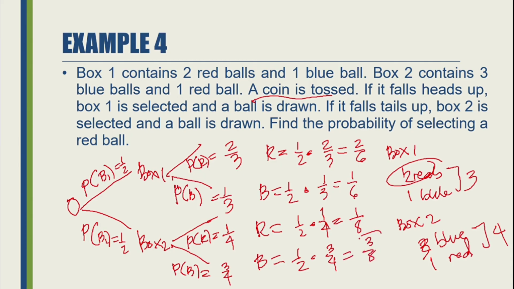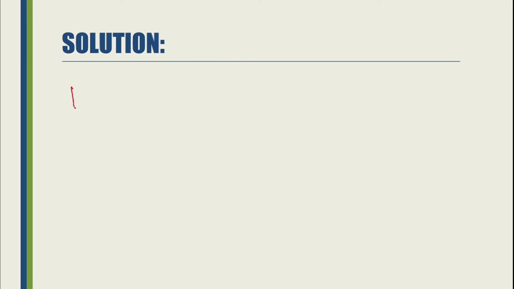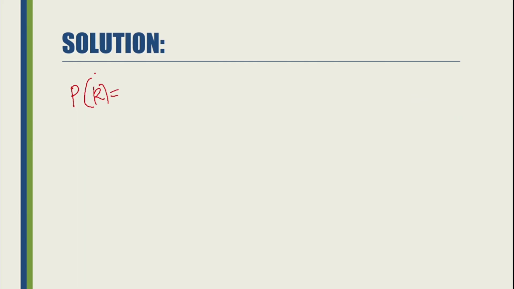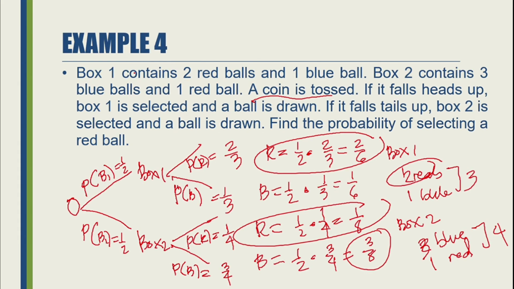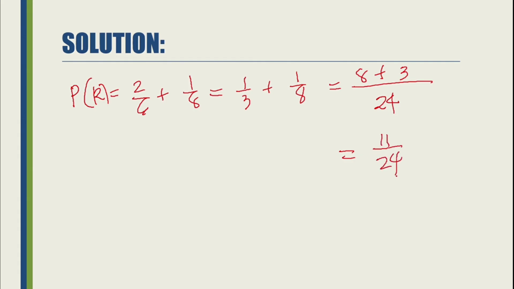That is 3/8. Since the question is to find the probability of selecting a red ball, the probability of selecting a red ball is here and this part. So the probability of selecting red balls in the two boxes is equal to 2/6 plus 1/8. If we have 1/3 plus 1/8, the LCD is 24. So 8 plus 3, therefore we have 11/24 is the probability when we select red in two boxes.